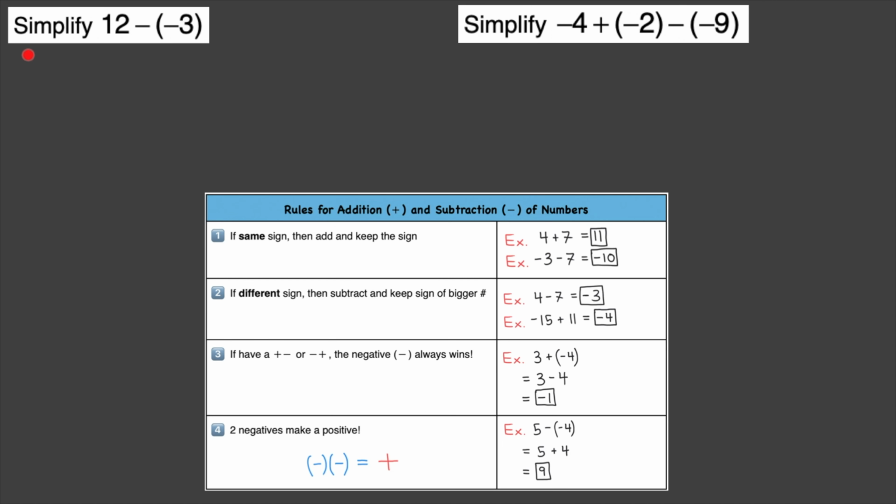In this example, we are asked to simplify 12 minus -3. And we are also asked to simplify -4 plus -2 minus -9. Let's start with our first example.